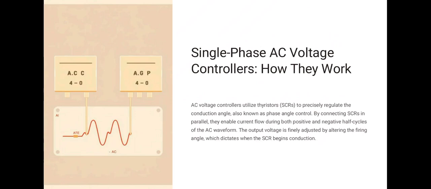Single phase AC voltage controllers. How they work: AC voltage controllers utilize thyristors to precisely regulate the conduction angles, also known as phase angle control. By connecting single phase thyristors in anti-parallel, they enable current flow during both positive and negative half cycles of the AC waveform. The output voltage is adjusted by altering the firing angle, which dictates when the SCR begins conduction.